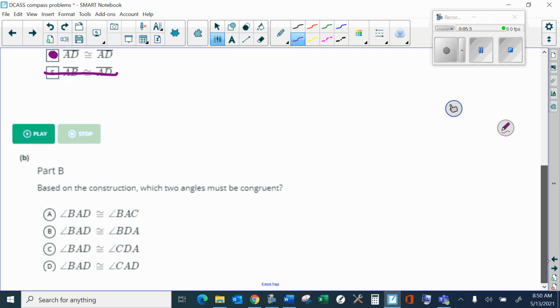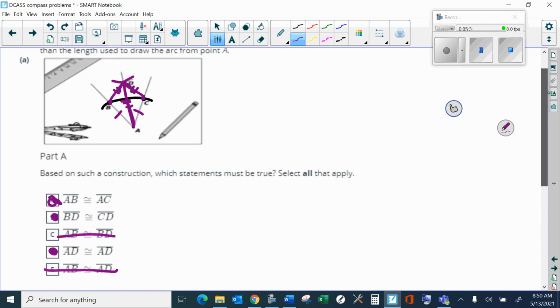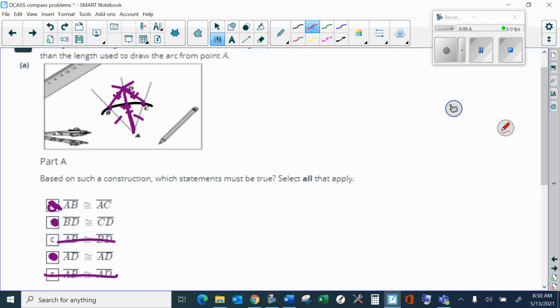Part B. Based on the construction, which two angles must be congruent? Well, first off, notice if I have this right here, I actually have two triangles and they are congruent by SSS. That means all corresponding angles must be congruent. That's congruent to that, that's congruent to that, and this one is congruent to this one. Those are all true right there.